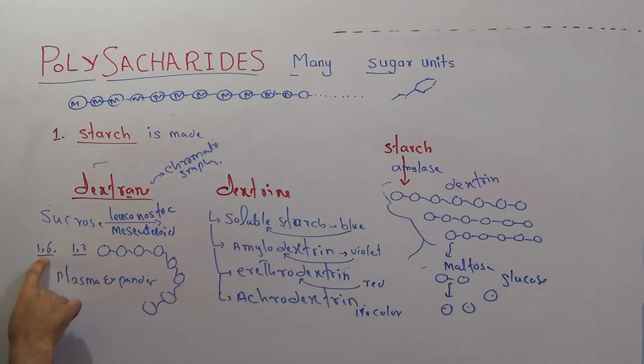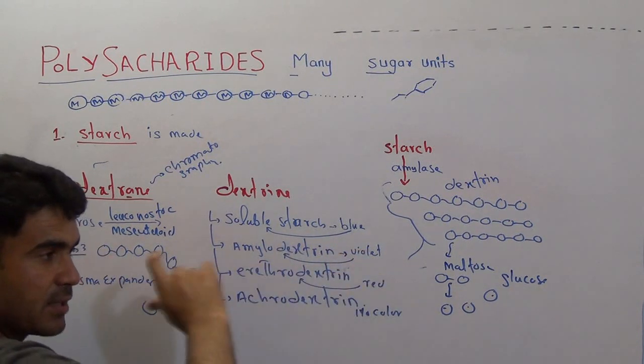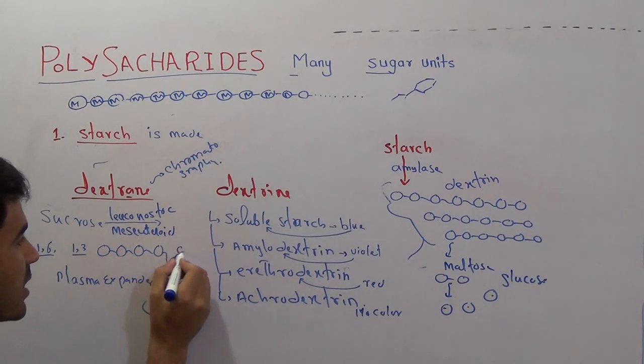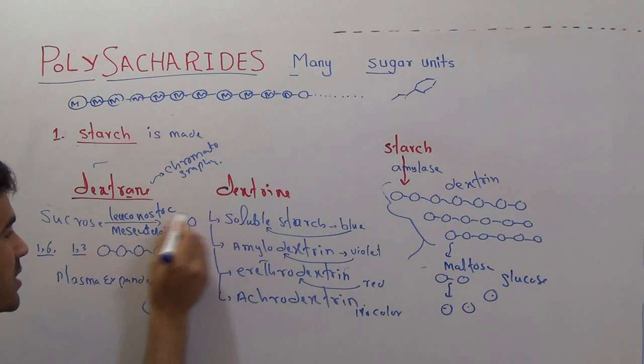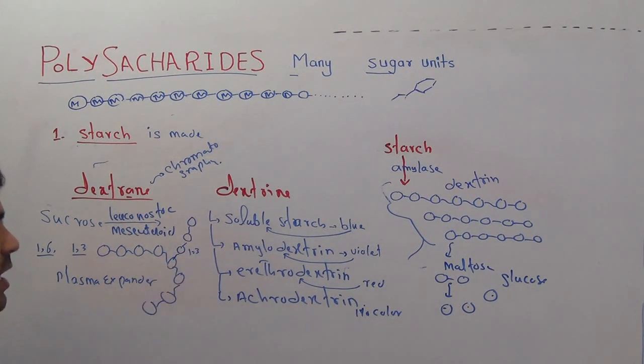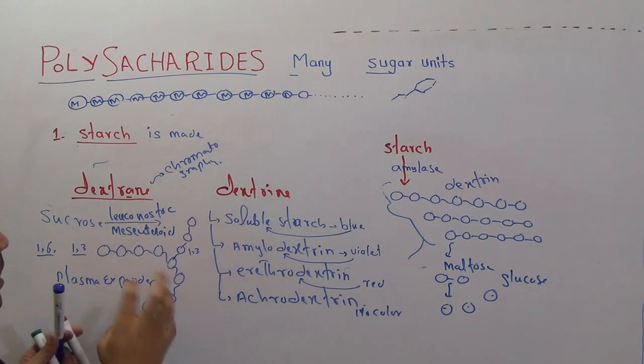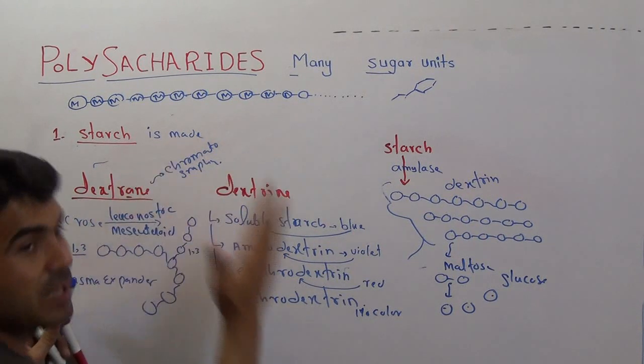Means 1-6 will be the main chain. 1-6, 1-6, 1-6, 1-6. But wherever there is a branch in the dextran, at the branching point that will be the 1-3. This makes a very good difference. We can differentiate dextran from dextrin.